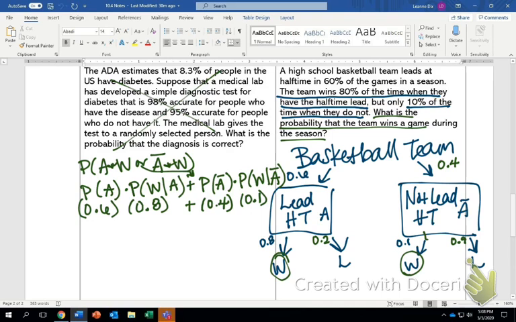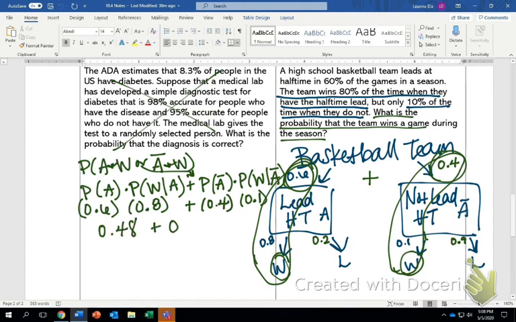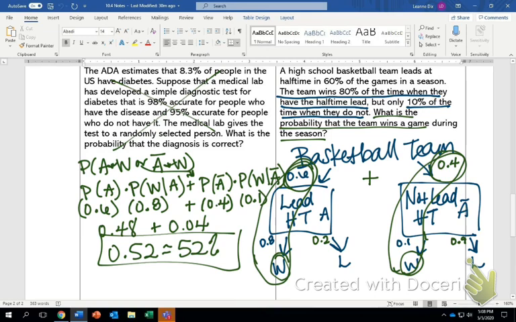Okay, so basically all I'm doing is I'm taking these numbers that I'm looking for here, okay? I'm taking the top one and then multiplying it by the bottom, top one, multiplying by the bottom, and then I'm adding my information together. So this is going to end up with 0.48 plus 0.04, which is 0.52, or 52%. And this is our answer.